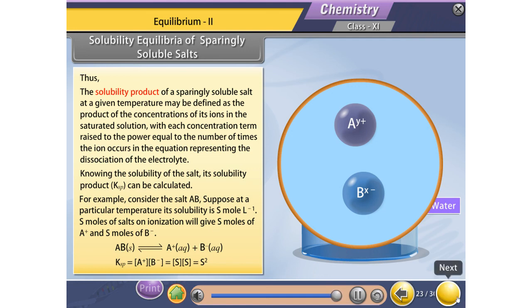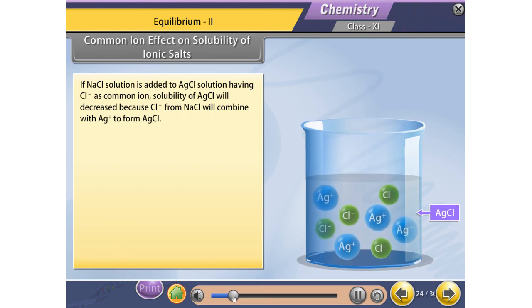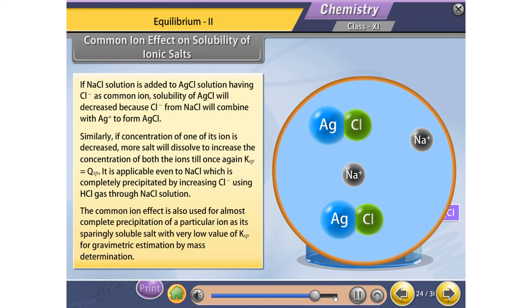Common ion effect on solubility of ionic salts. If NaCl soluble ion combine with more salt with Ksp, there is almost complete precipitation. Mass determination.